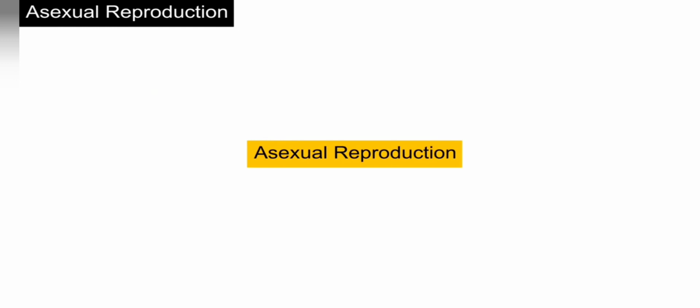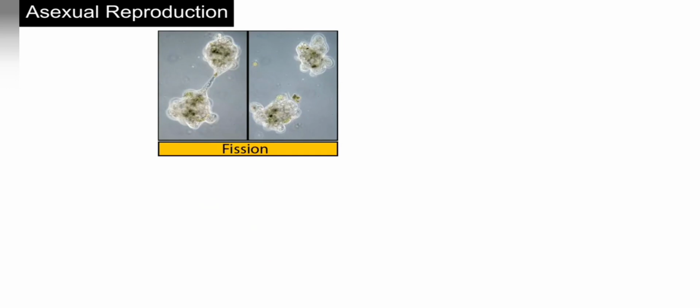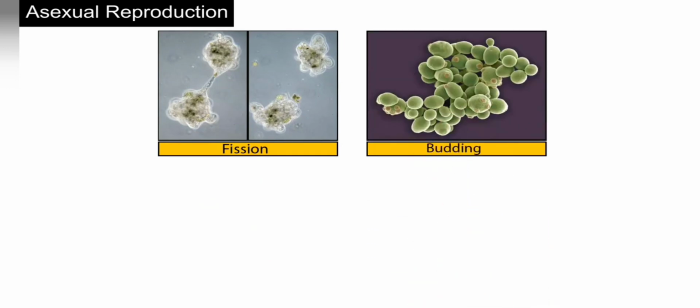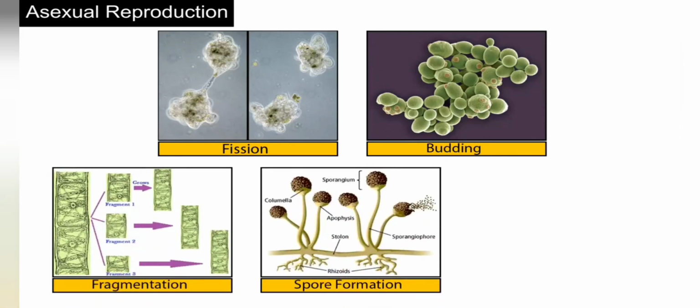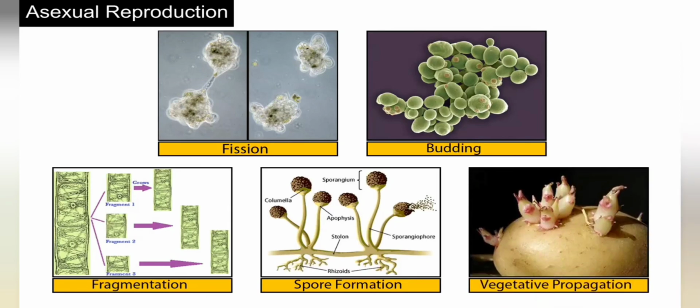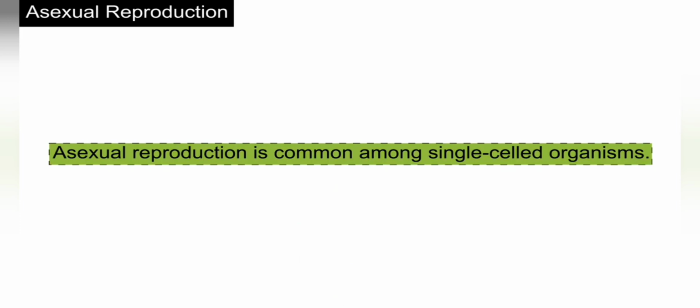Organisms choose to reproduce asexually by different means, such as first, fission, second, budding, third, fragmentation, fourth, spore formation, and fifth, vegetative propagation. Here, we already know these modes of reproduction, right? So let us discuss asexual reproduction in various organisms. Asexual reproduction is common among single-celled organisms and in plants and animals with relatively simple organizations.